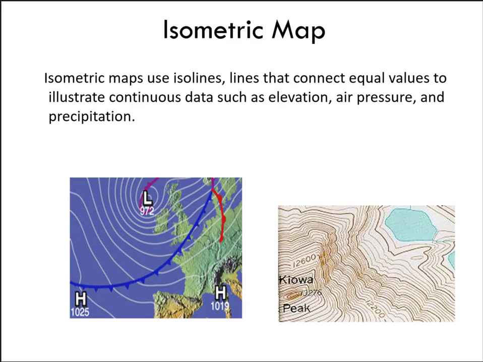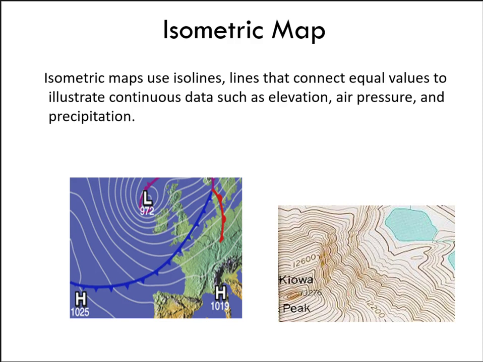The next is an isometric map. And an isometric map uses these isolines. And iso means the same, and lines means lines, so the same line. And these are lines that connect equal values to illustrate continuous data such as elevation, air pressure, and precipitation. And you'll be using all of these types of things, elevation, air pressure, and precipitation, in your labs.